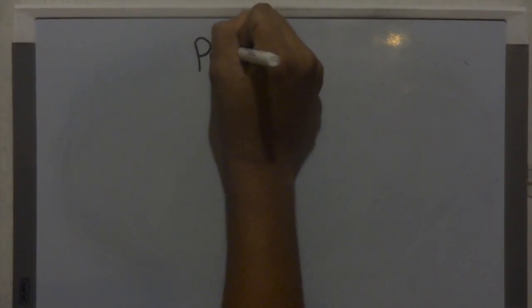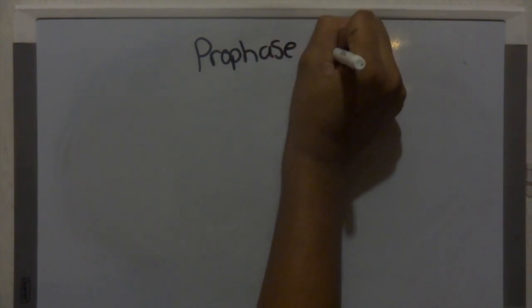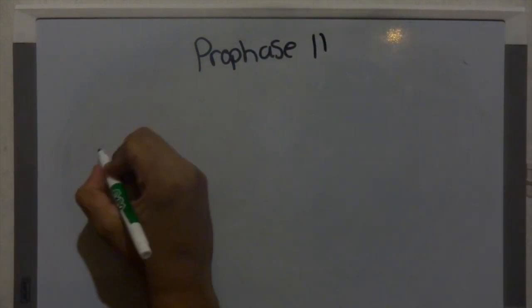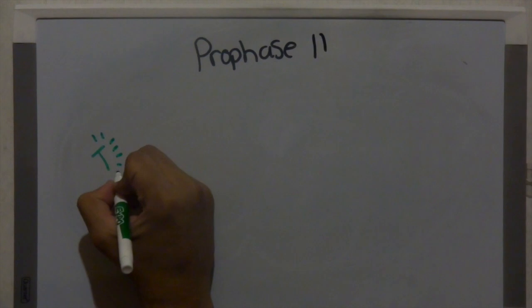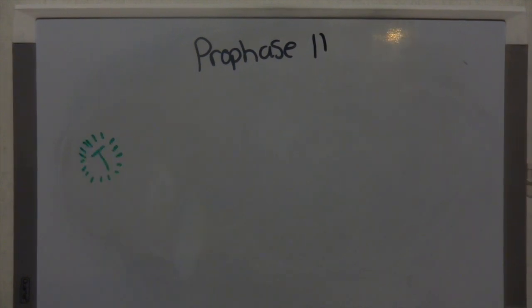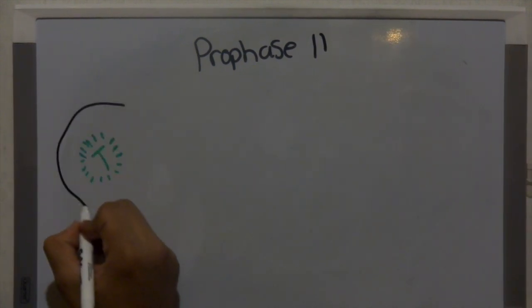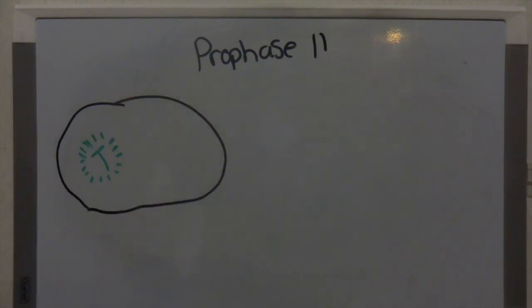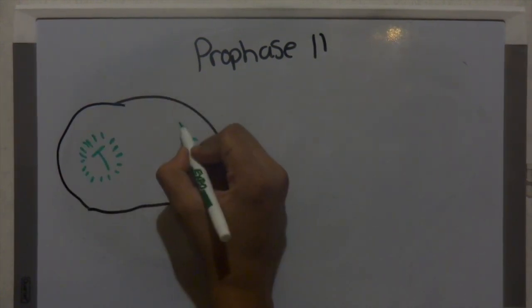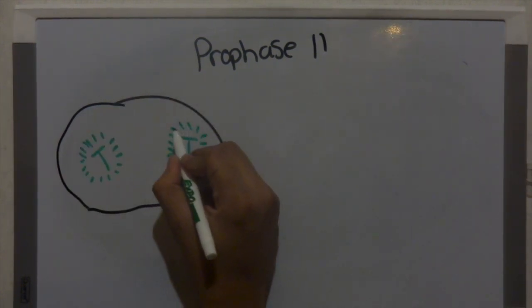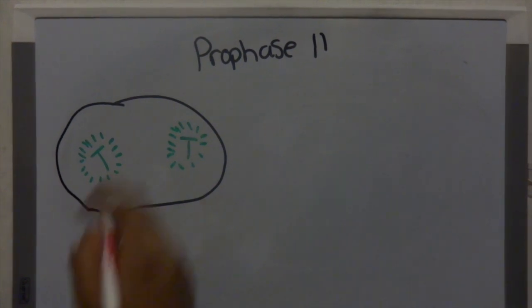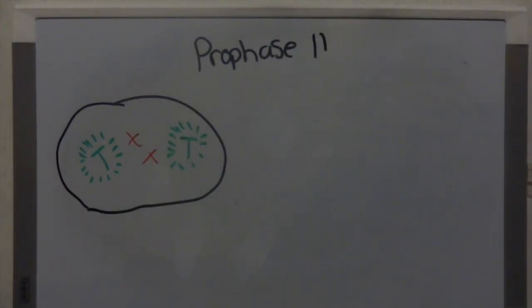In prophase 2 of meiosis 2, there is no DNA replication involved in prophase 2. The DNA just clumps up again into chromosomes, and the microtubules are put back in place, and the centrioles are moved to the poles.